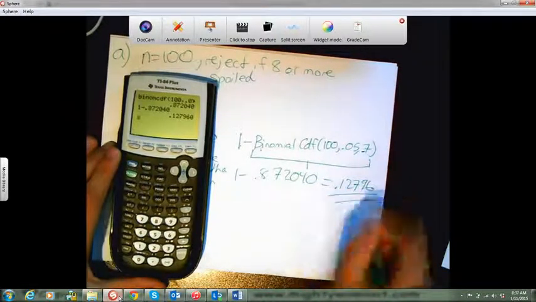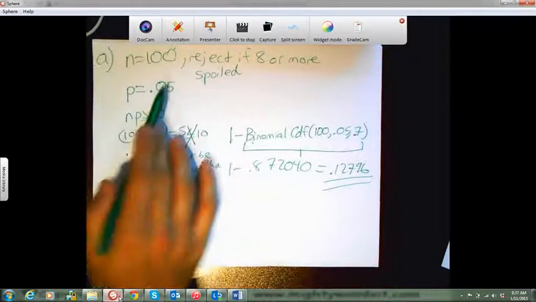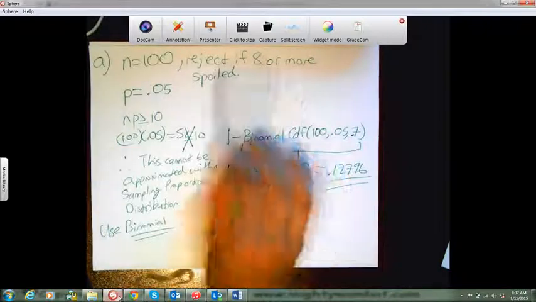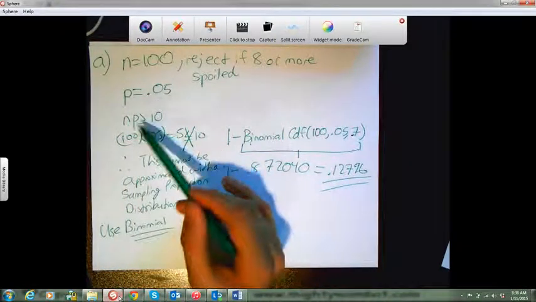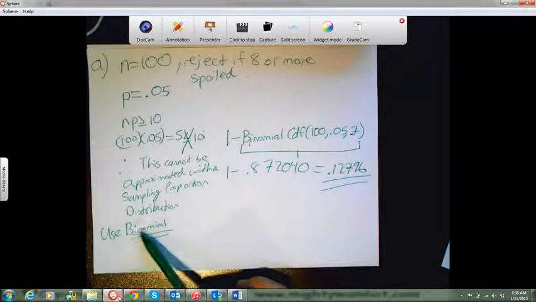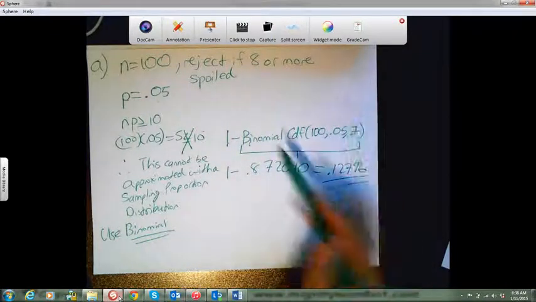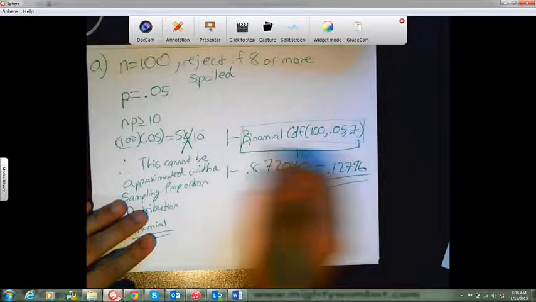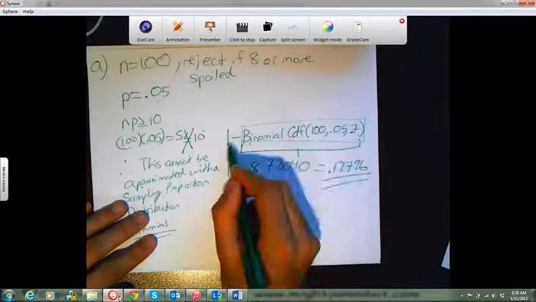So again, on part A, we said he picks 100 apples. He rejects it if 8 or more are spoiled. The probability is 0.05. We did our test. We failed the condition, so we couldn't use sampling proportion distribution, so we used binomial. We wanted to reject if 8 or more were spoiled, which means we need to find, here's the probability that 7, 6, 5, 4, 3, 2, 1, or 0 are spoiled. Simply do 1 minus that, and there's our answer.